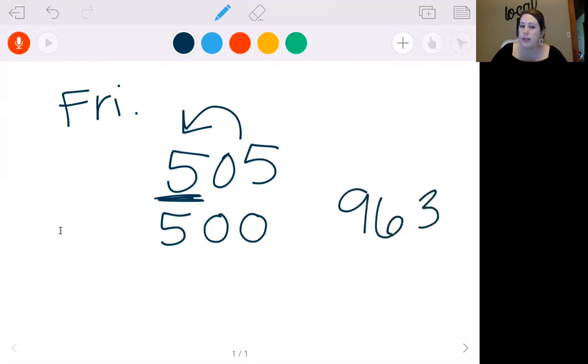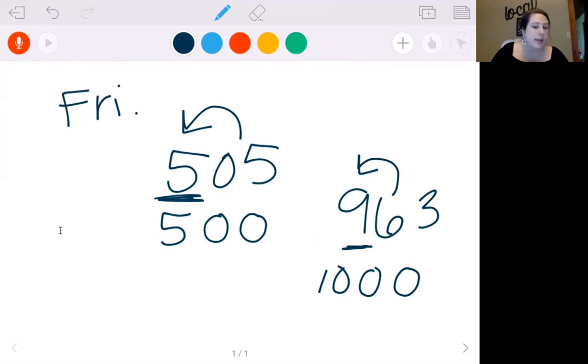If I gave you one like 963, now this one's a little bit different, so watch how I do this one. Underline the place, which is my 9 in the hundreds place. My 6 is going to tell my 9 to go up. Now here's where it's a little bit different. Think to yourself, what comes after 9? 10. And then the 6 changes to a 0 and the 3 changes to a 0. So 1,000 is your answer, okay? So those are a little different.